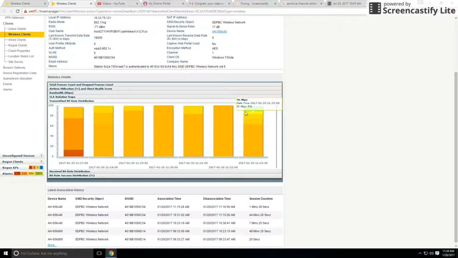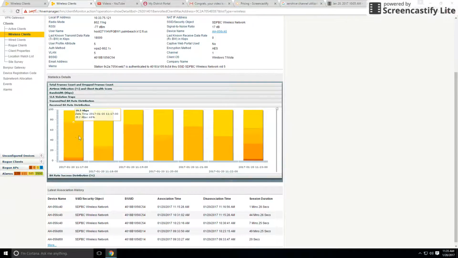It means that for a given amount of data, this client has been using up more really than its fair share of airtime, because if you had X amount of data, then it would go twice as quickly over the channel if you were able to communicate at 72 megabits per second as opposed to, say, 36 megabits per second. So this is an airtime hog, and you don't want your clients to be like that. Now, if we look at the received bitrate distribution, similar story.